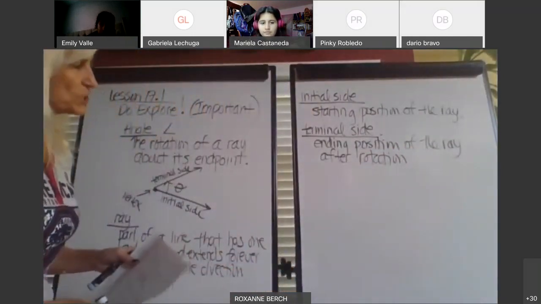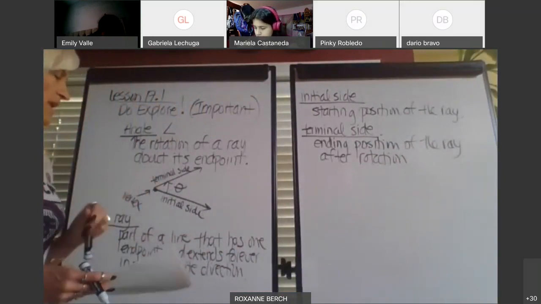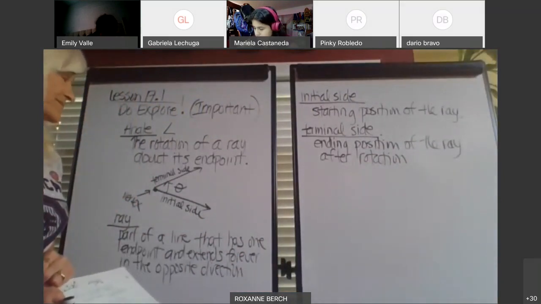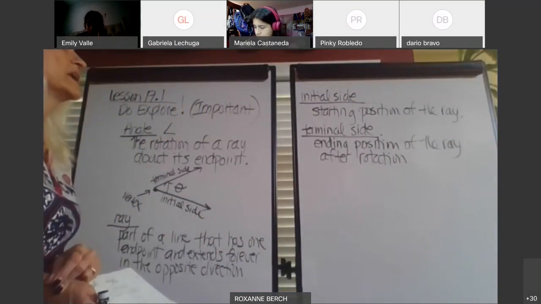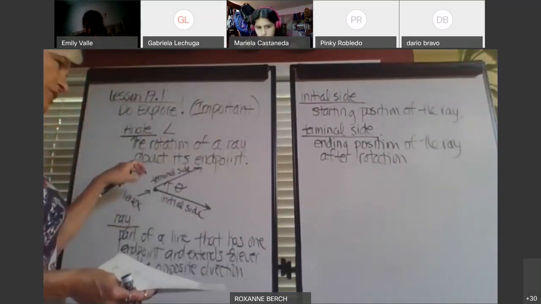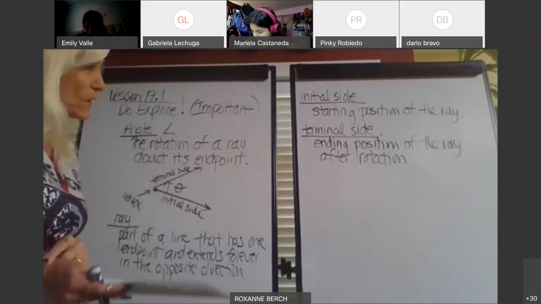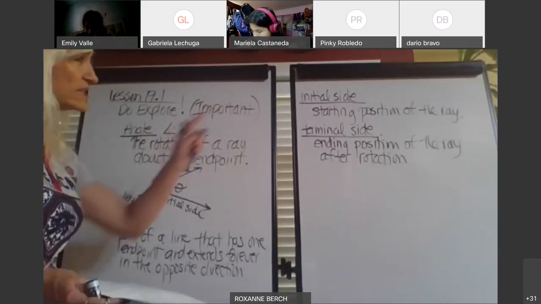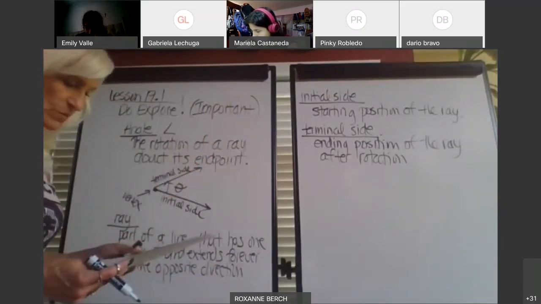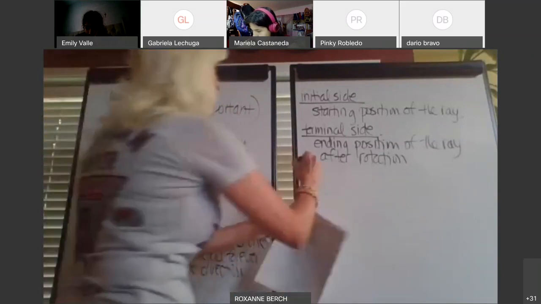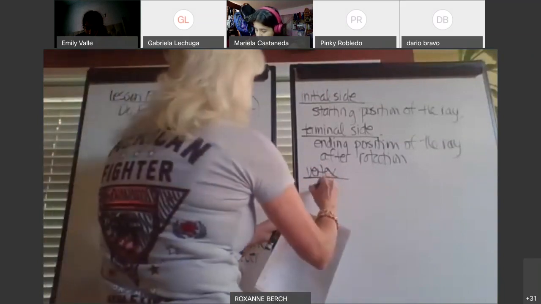So Mr. Johnston's definition is two rays with a common endpoint. It's not two rays, it's one ray that's being rotated. And so all my definitions are going to fit this definition. It is the rotation of a single ray. The initial side is the starting position. The terminal side is the ending position of the ray after rotation. And then the vertex is the endpoint of the ray.